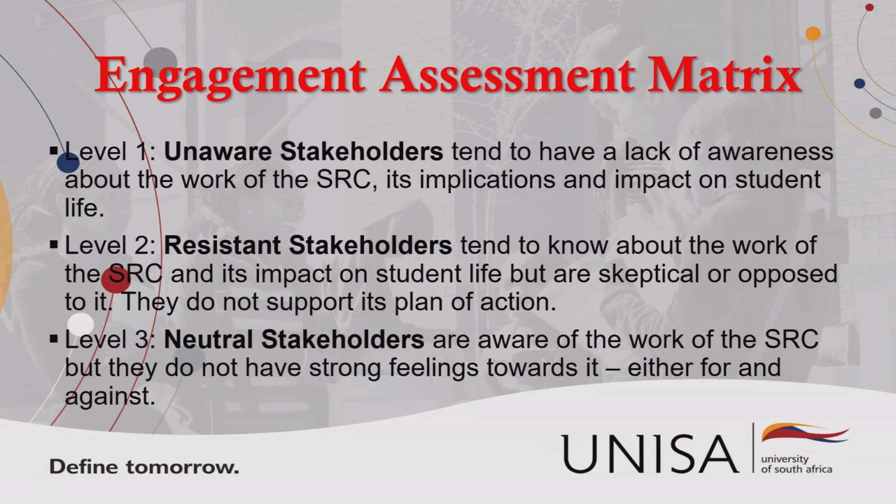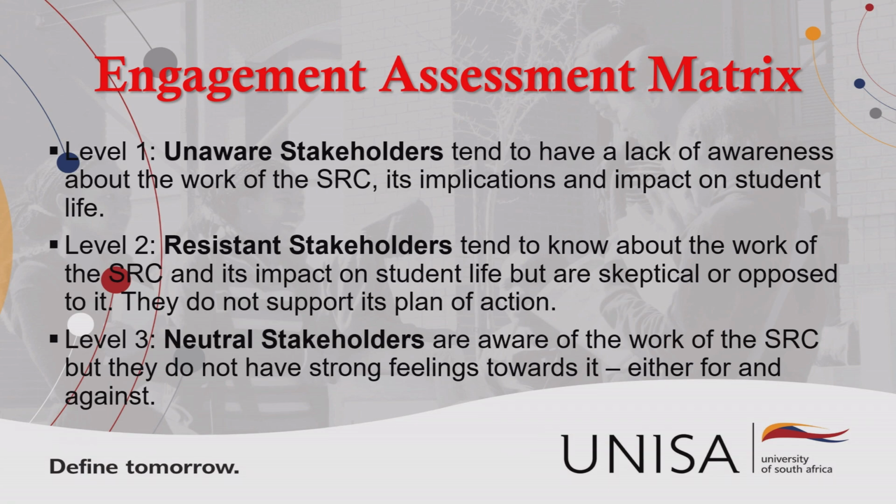Level 2 stakeholders are what you call resistant stakeholders. They tend to know about what you do as the SRC and the impact of the SRC on student life, but they are a bit opposed to the SRC. They are skeptical of the SRC and the manner in which the SRC approaches its work. So those are called your resistant stakeholders. They are level 2 stakeholders.